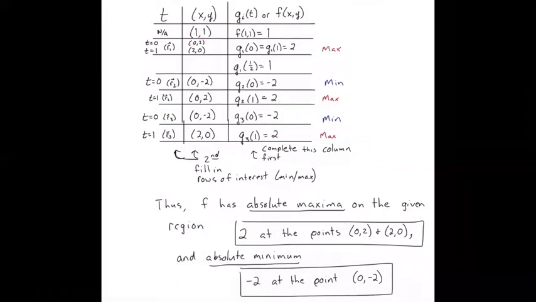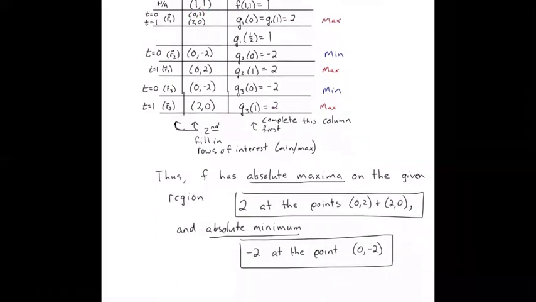So such a table is always helpful in a problem like this. The overall results are listed below. Function f has absolute maxima, plural maxima, 2 at the points (0, 2) and (2, 0). And then it has a global minimum, just a singular minimum, negative 2 at the point (0, -2). It's all based on this table.